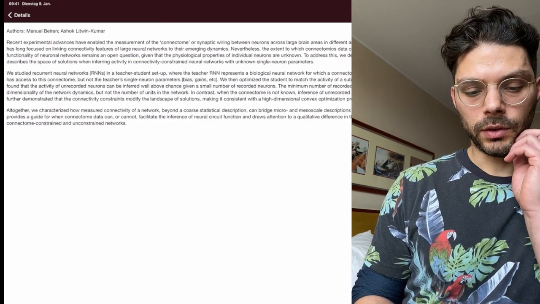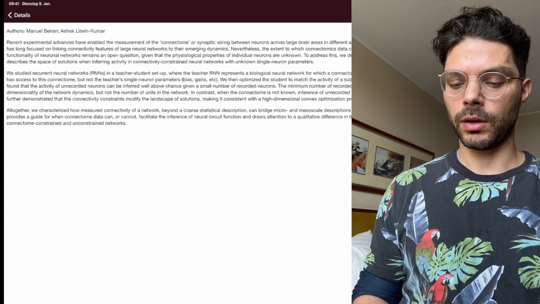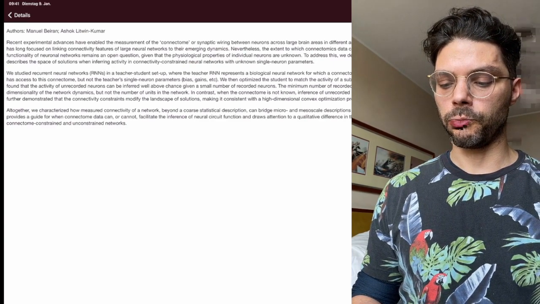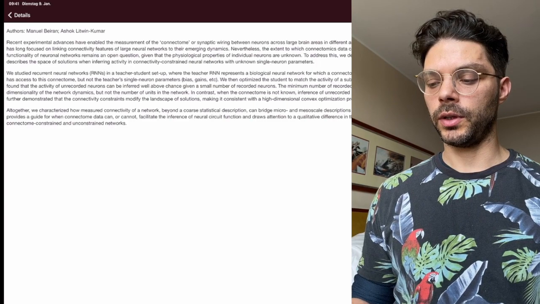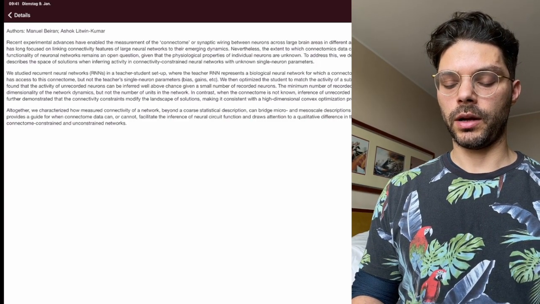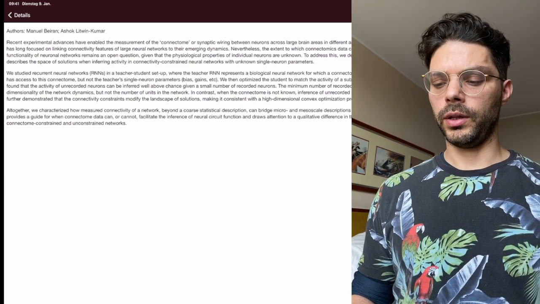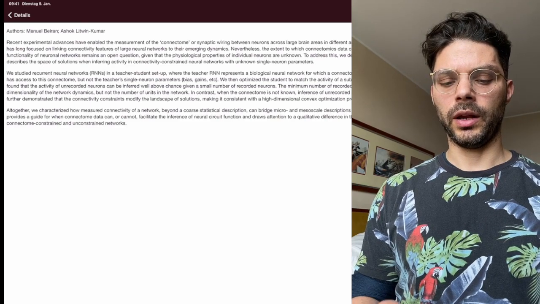Okay, so altogether, we characterized how measured connectivity of a network beyond a core statistical description can bridge micro and mesoscale descriptions of neural dynamics. Our theory provides a guide for when the connectome data can or cannot facilitate the inference of neural circuit function and draws attention to a qualitative difference in the solution space of connectome-constrained and unconstrained networks.